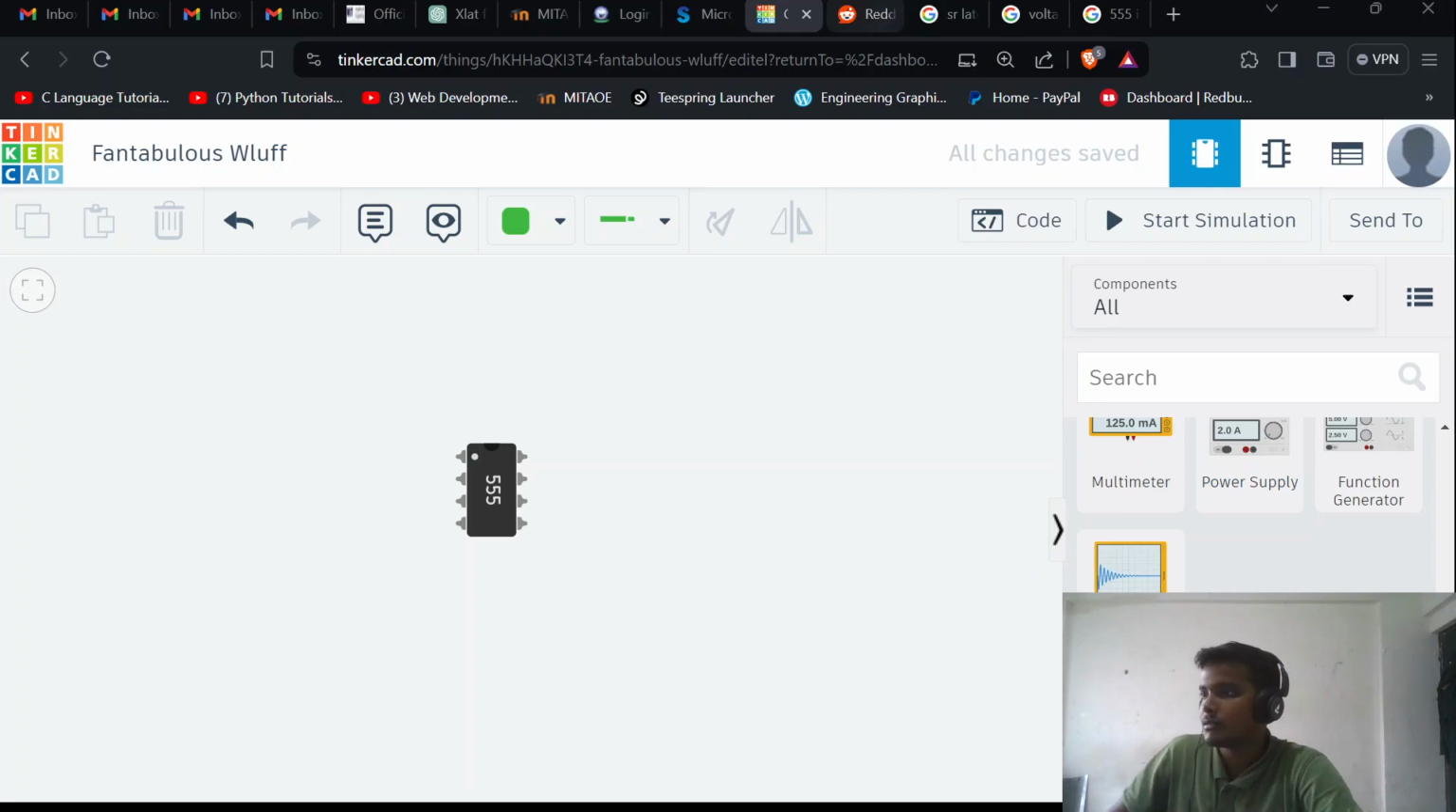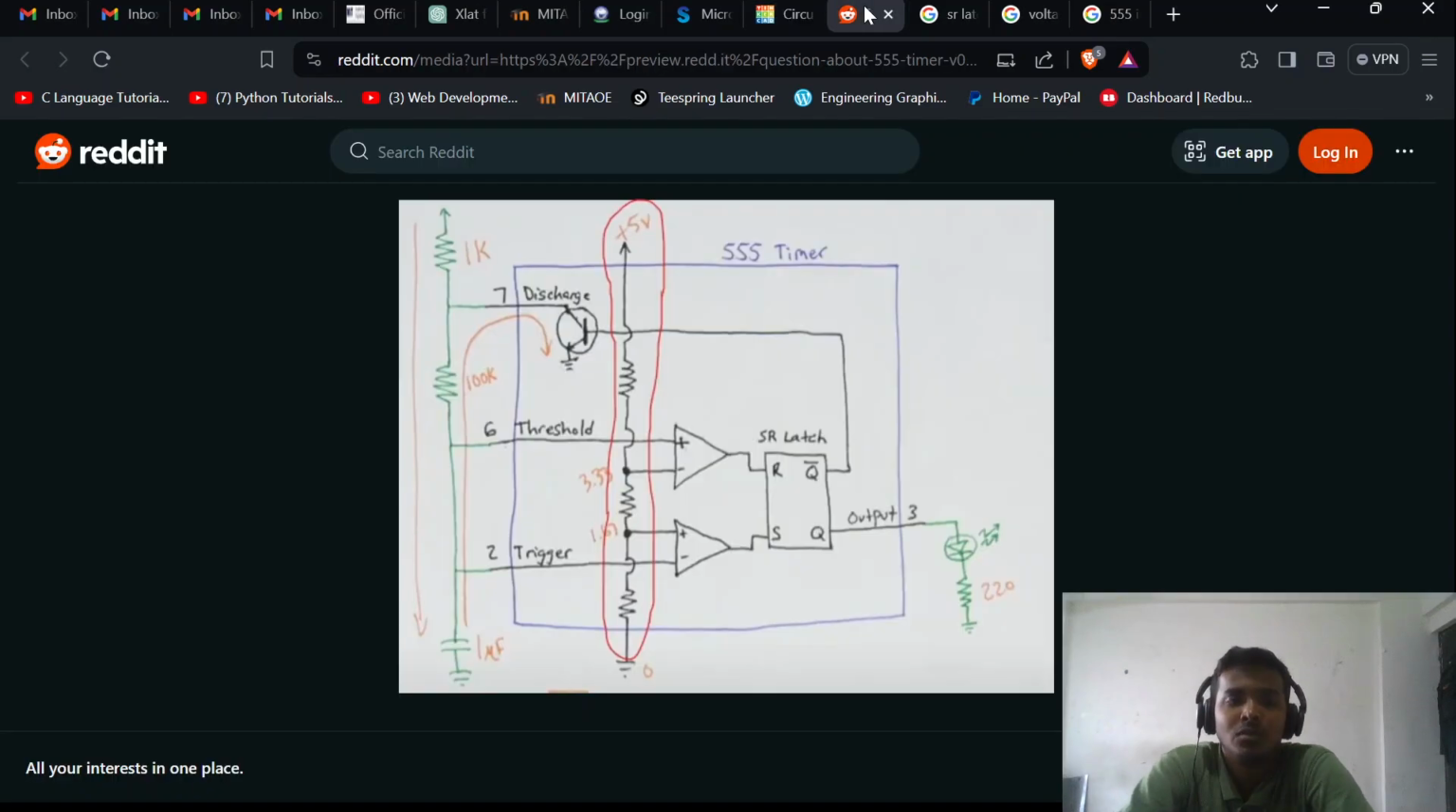So let me load the structure. Okay, so this is the structure. It is drawn by a famous YouTuber, Ben Eater. Okay, so I'm using this to explain. In this structure, the purple box denotes the 555 timer IC. All the things outside it are not part of the 555 timer IC and have to be connected externally, and what is inside the purple box is inside the timer IC.